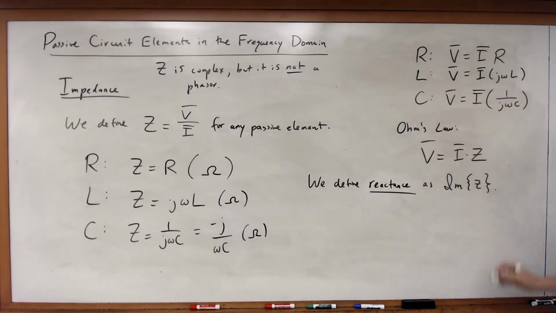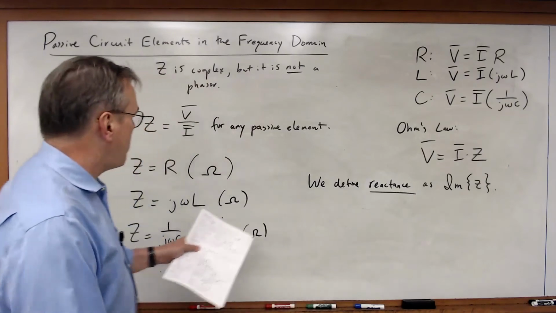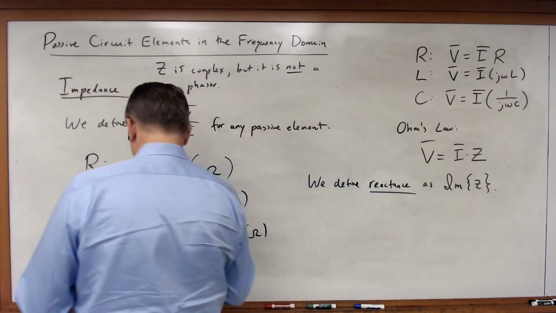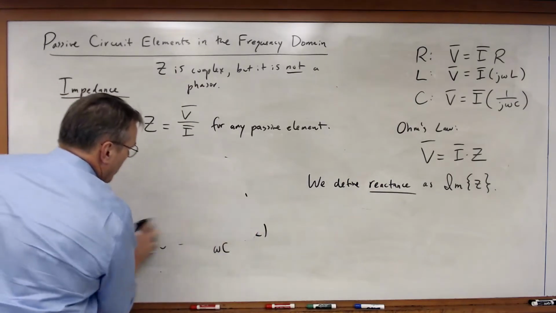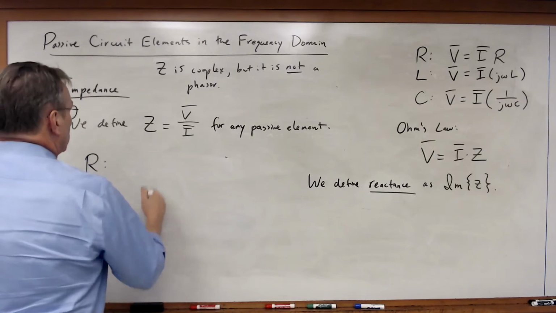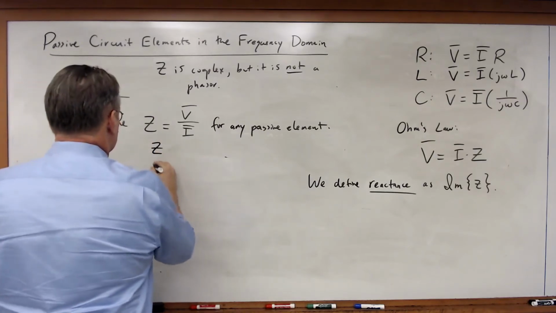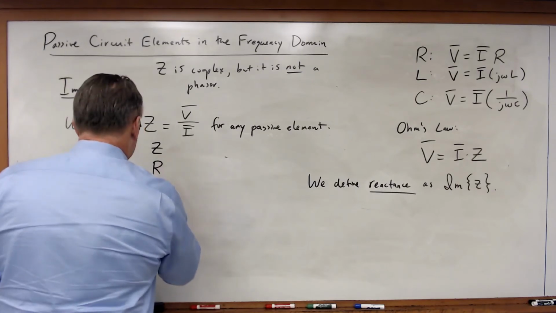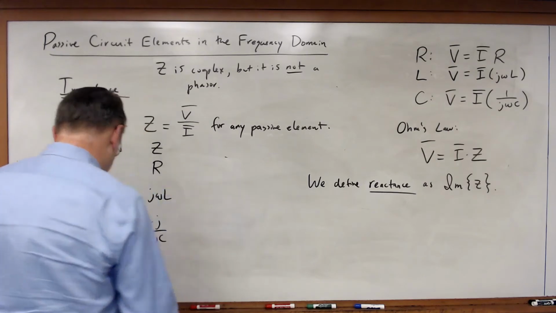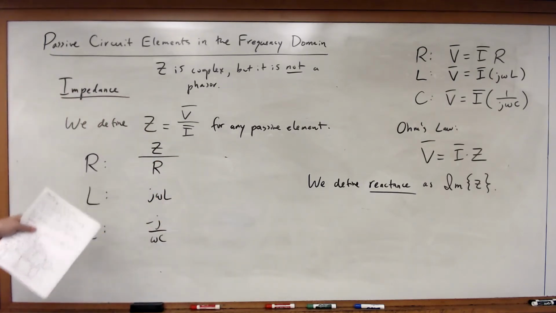Okay, so given this, I can basically expand upon this a little bit. Let me redraw this as a table here. Let's see, let's draw it this way. Here's Z, and so for resistance, Z is R, this is j omega L, this is minus j over omega C. So that's the impedance of each of those elements.